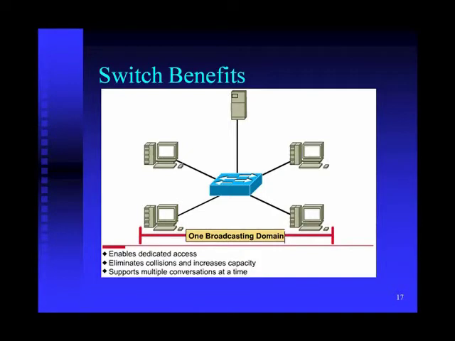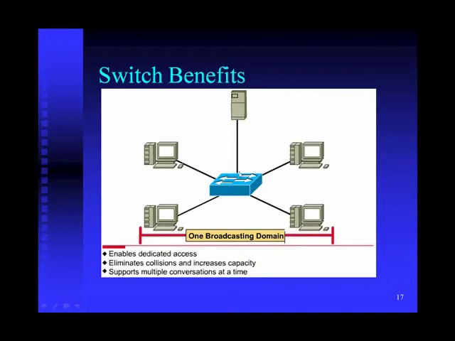So switch benefits: enables dedicated access, eliminates collisions, increases capacity, and supports multiple conversations at one time. So in this example here, we have one big broadcast domain again, but each port on this switch is going to be a collision domain. So we have one collision domain, 2, 3, 4, 5. And now what happens when the server wants to communicate with the top PC on the upper right here, that message would just come down to the switch and right over to the computer because it knows where everything is located.